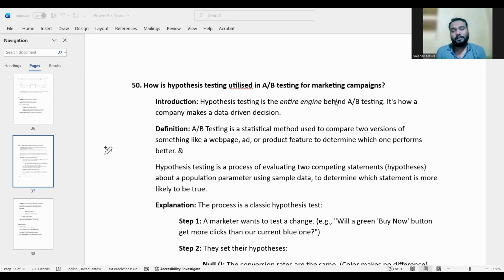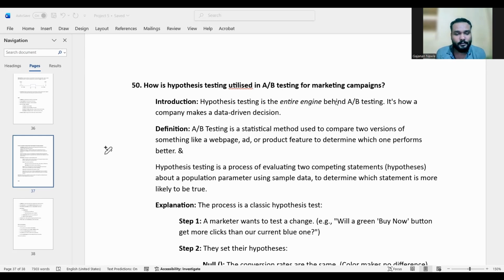So coming to the last question, which is how is hypothesis testing utilized in A/B testing for marketing campaigns? First, let us understand A/B testing. A/B testing is a statistical method used to compare two versions of something, like a web page, ad, or a product feature, to determine which one performs better.